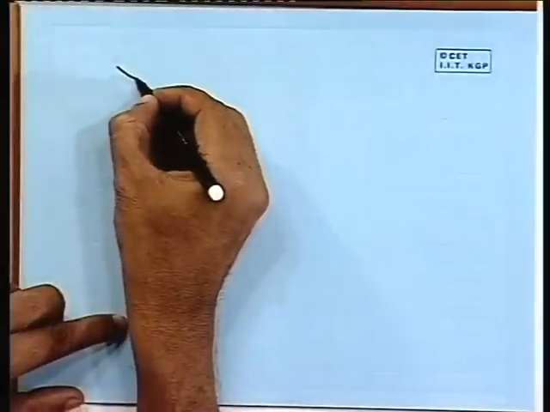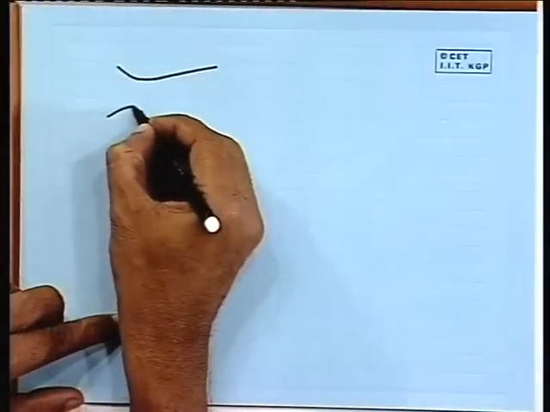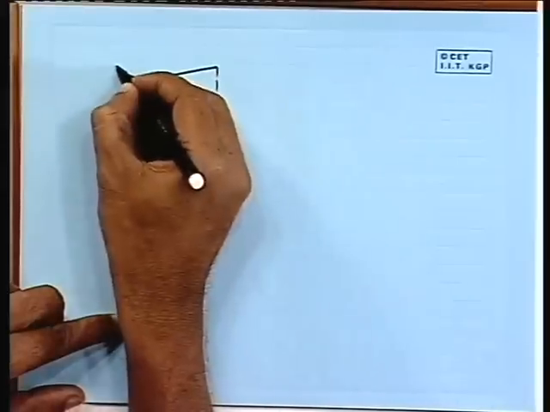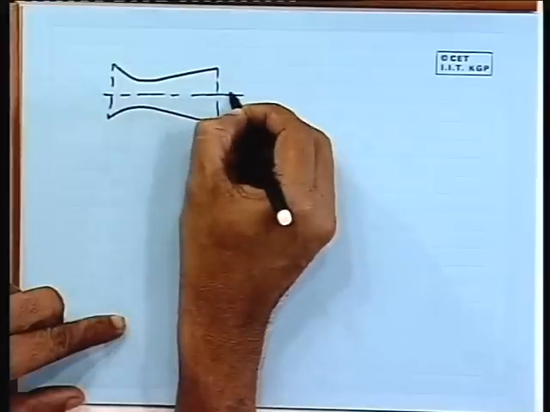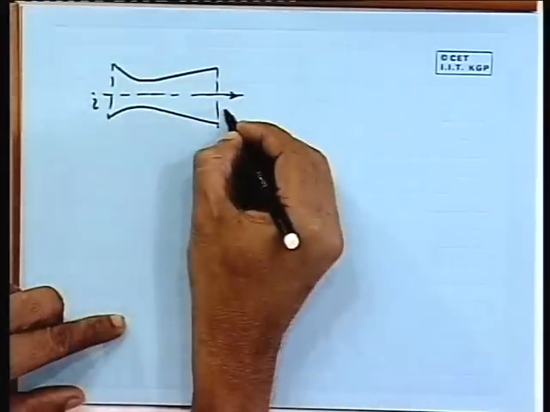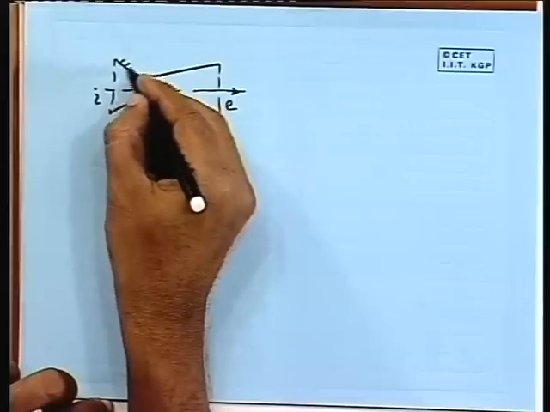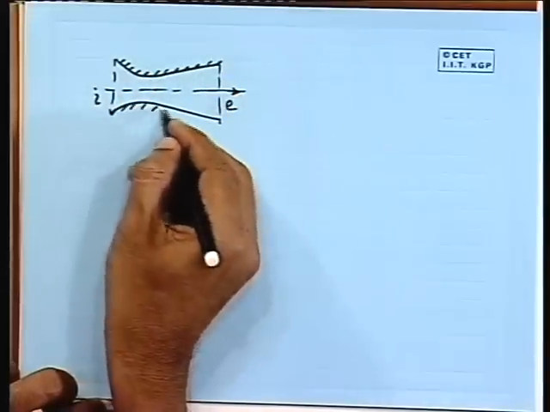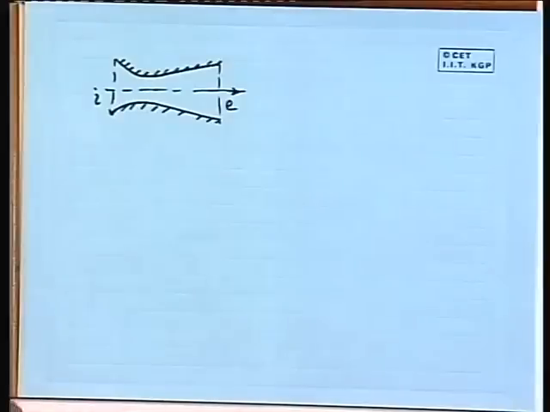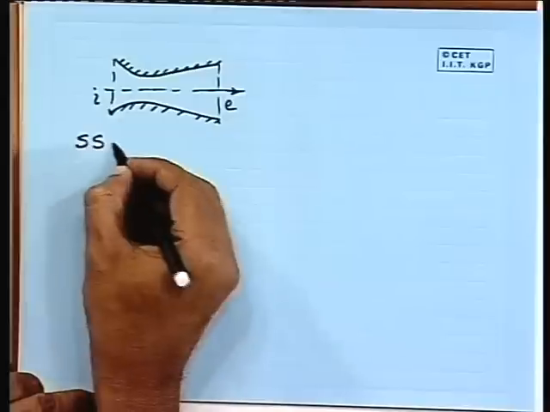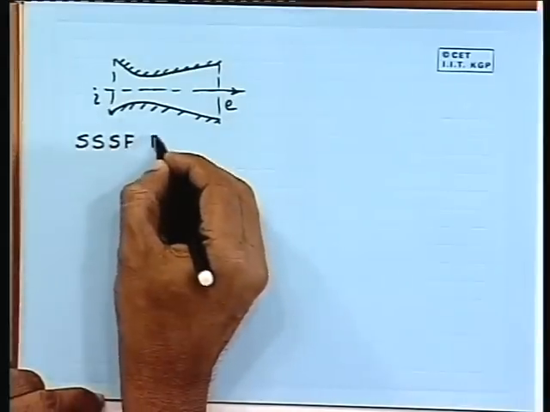All right. Now the analysis of the nozzle we have already done, that is not very difficult to do. Whether it is a convergent divergent nozzle or a simple convergent nozzle, let us say this is inlet I and this is exit E. So for the nozzle we can write down the steady state steady flow energy equation.